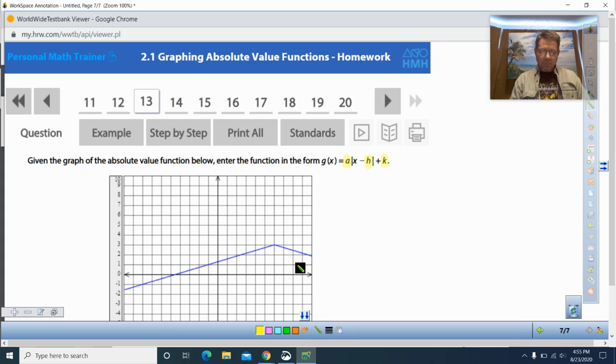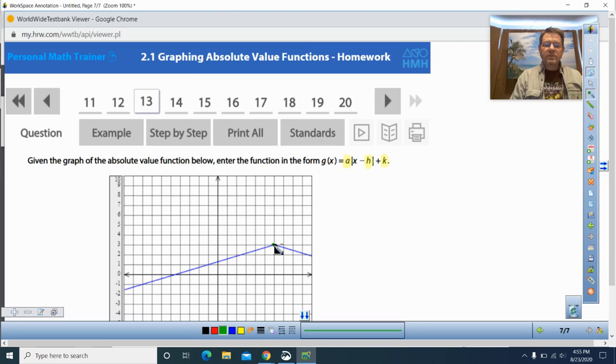Now, see how much we can figure out from the picture here. Well, our vertex in this example, it's going by ones, it looks like. 1, 2, 3, 4, 5, 6. 1, 2, 3. So the vertex is 6, 3. So they have given our H and K to us, right? So we got H and K.